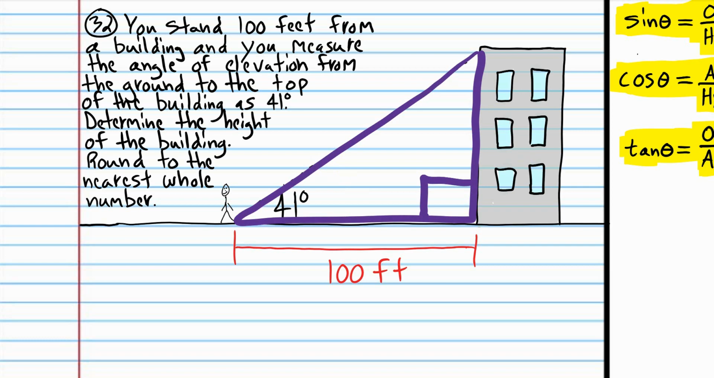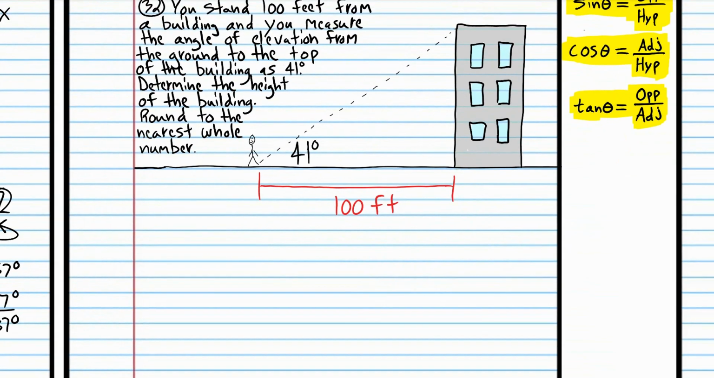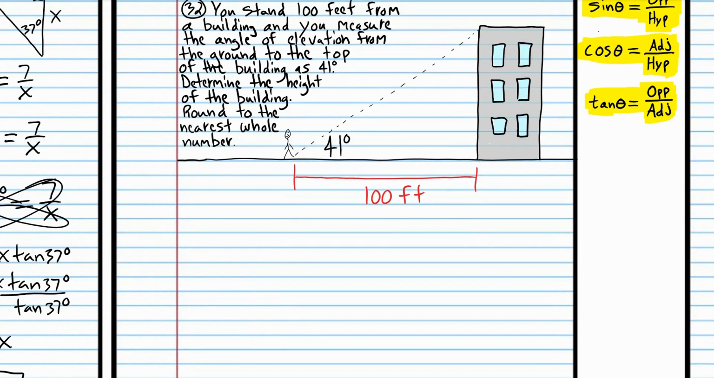Now, how do we know that that's a 90-degree angle? Well, we know it's a 90-degree angle because buildings are not built so that they're diagonal like that. If they were built that way, they would probably fall down. So we just know that that's a 90-degree angle. So I'm going to take out that triangle and write it over here.